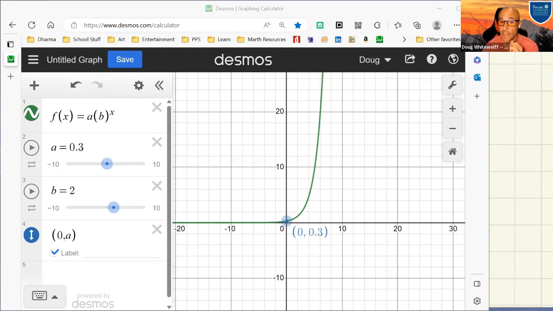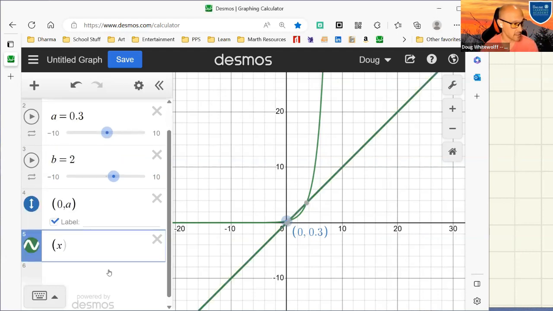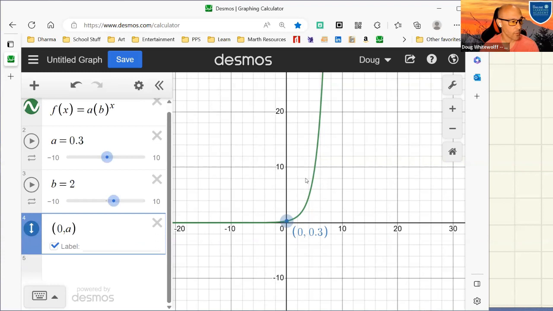The exponent is just the x value. So let's see, how can I show this? Let's look at x, f of x. Okay. Let me see if there is another way to say this.